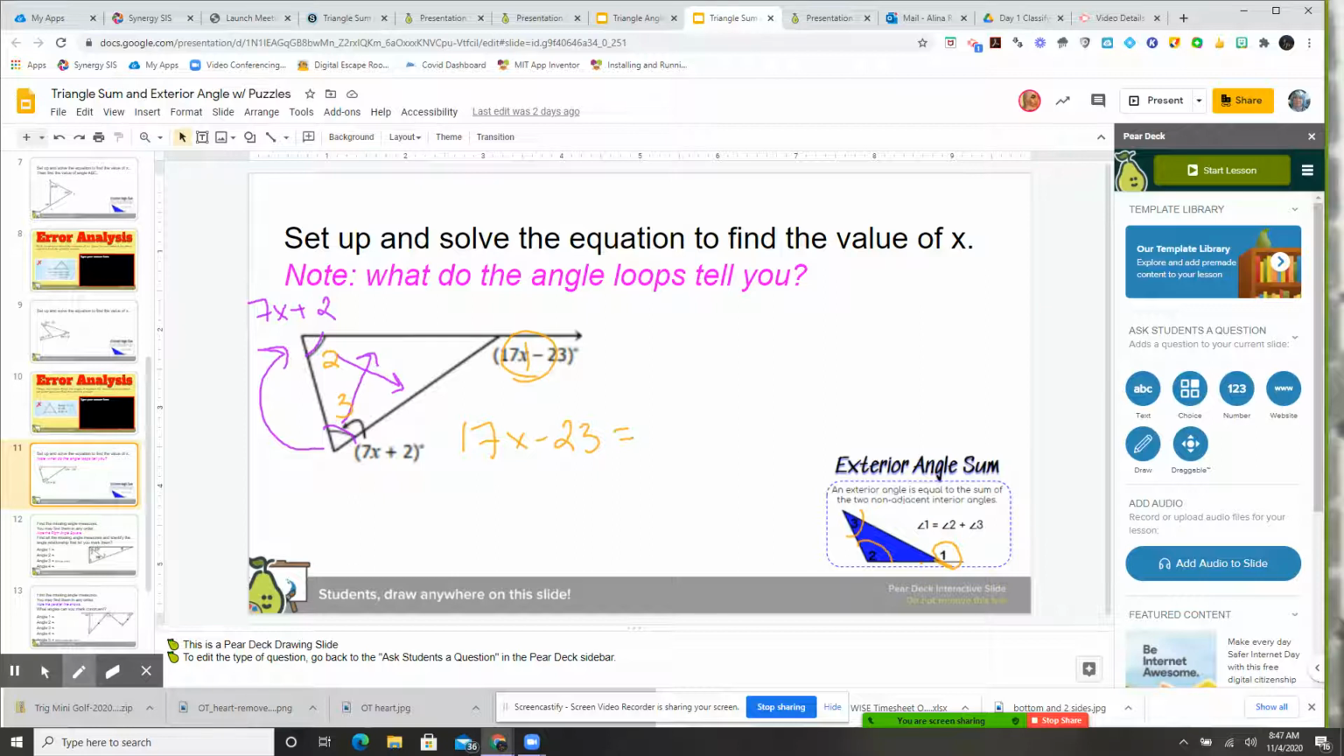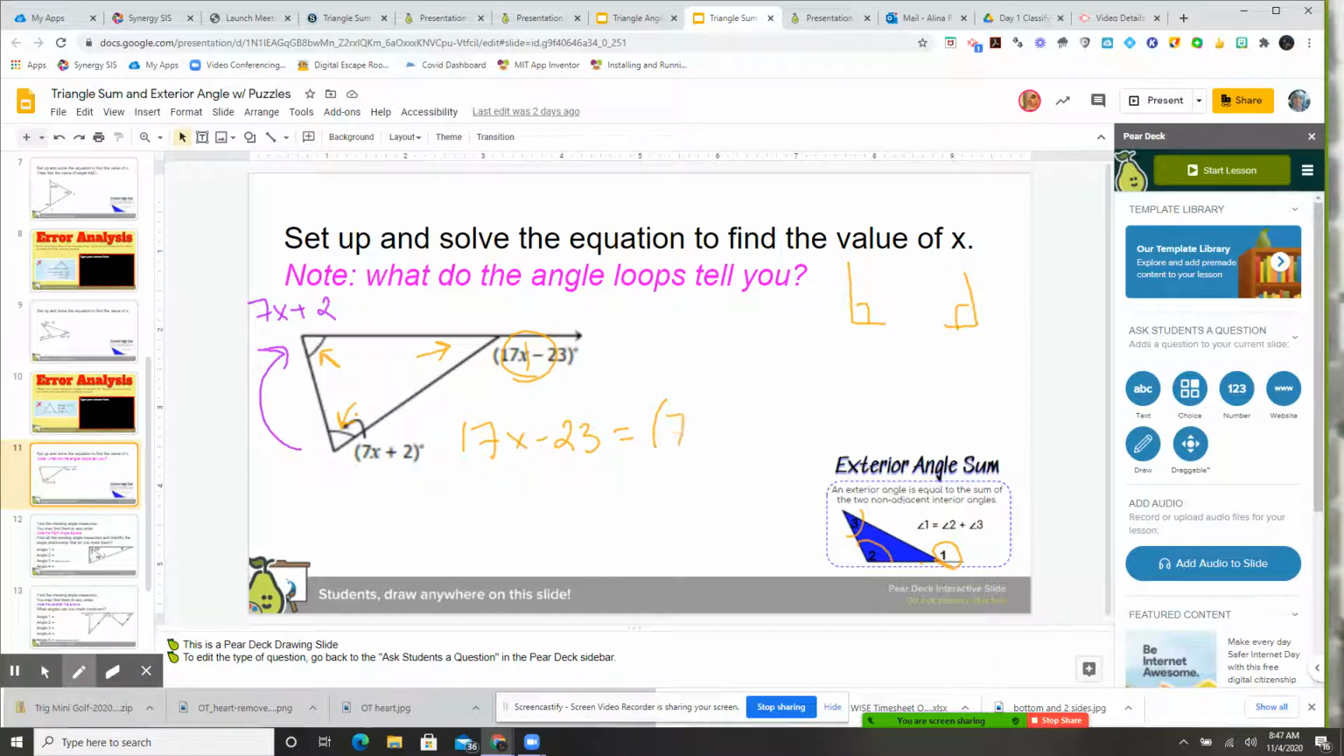I have a question. Yeah. Why wouldn't it be 90 instead of 7x plus 2? Because I wrote 90 and I wonder why it's wrong. That's a really good question. Are those loops or are they right angle marks? Loops. They're loops. So that means these angles here are not necessarily 90 degrees. And I can't have two 90-degree angles in a triangle anyway, because if I have two 90-degree angles, then they already equal 180 and there's no room for a third angle. Okay, thank you. You're welcome.